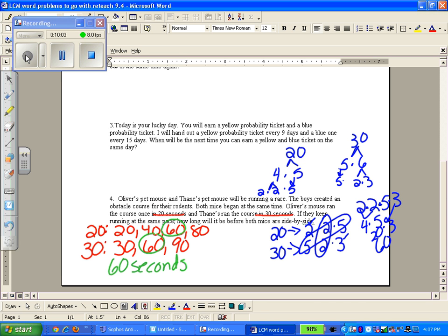So the second way using prime factorization should always turn out the same way as listing the multiples. You can always use that to check yourself. Hopefully this helps you in solving word problems.